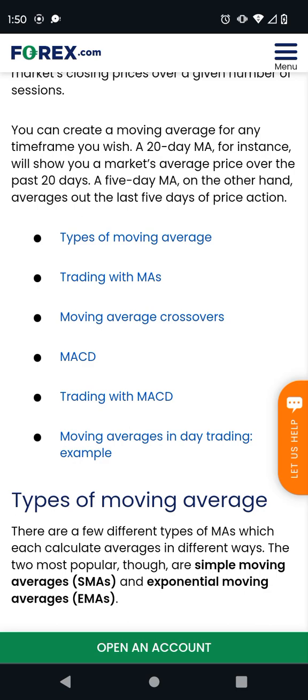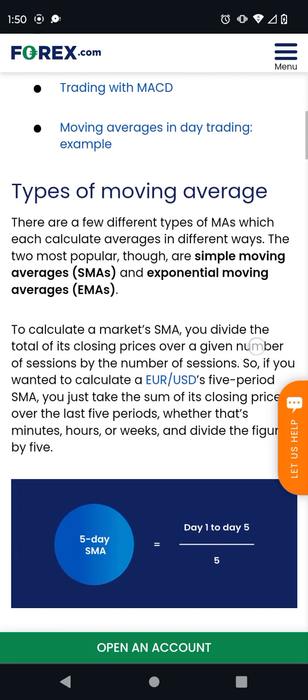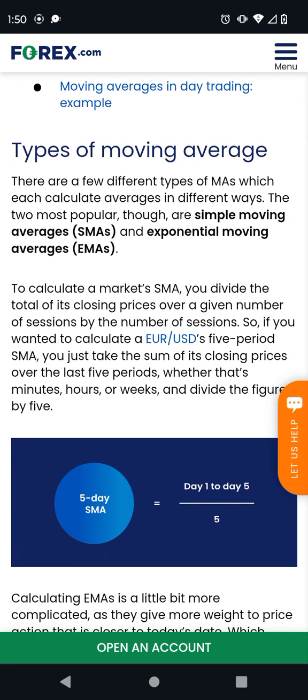Types of moving average: trading with moving averages, moving average crossovers, MACD, which stands for the moving average convergence divergence. Trading with MACD, moving averages, and day trading example. Types of moving averages: there are a few different types of moving averages which each calculate averages in different ways. The two most popular, though, are simple moving averages and exponential moving averages, right?